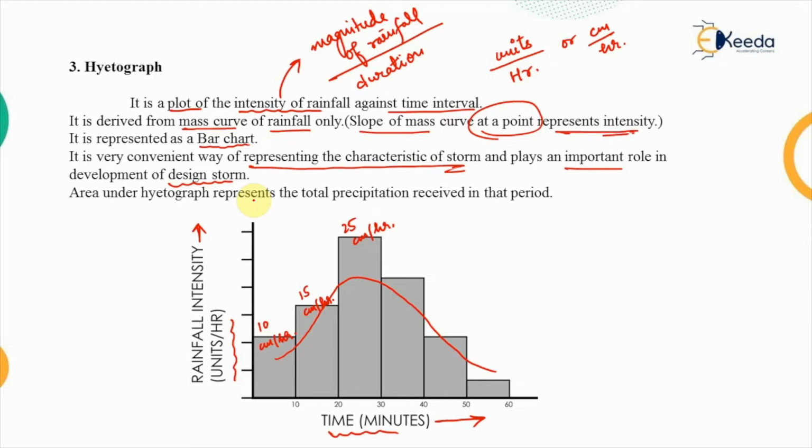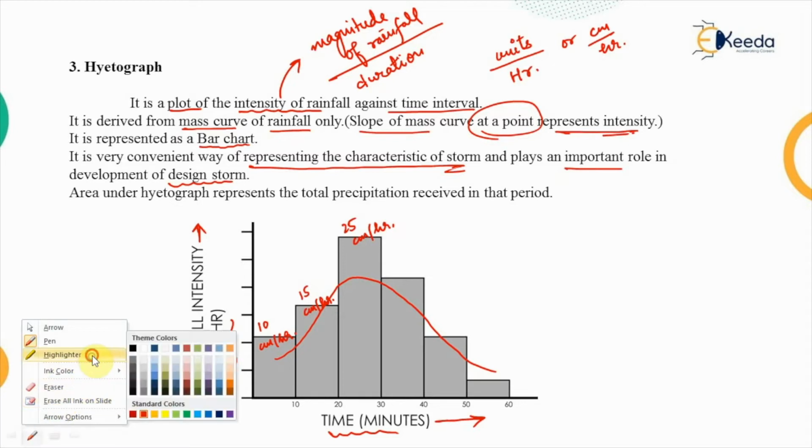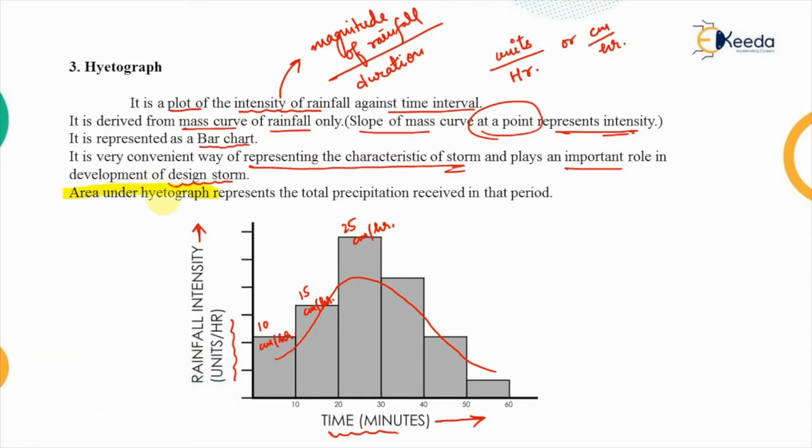And the area under the hydrograph represents the total precipitation received in that period. That means the area under the hydrograph represents the total precipitation that is received in that period. For example, for the first 10 minutes, the intensity was 10 centimeters per hour. So for the first 10 minutes, in 1 hour, the rainfall that has occurred is 10 centimeters. That is the meaning of the intensity.